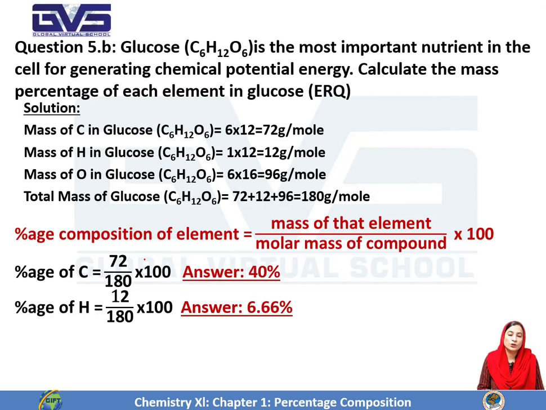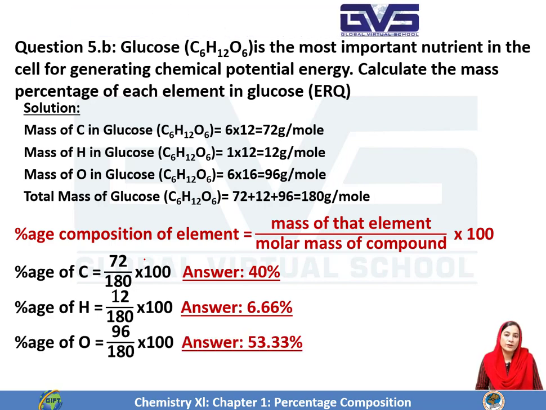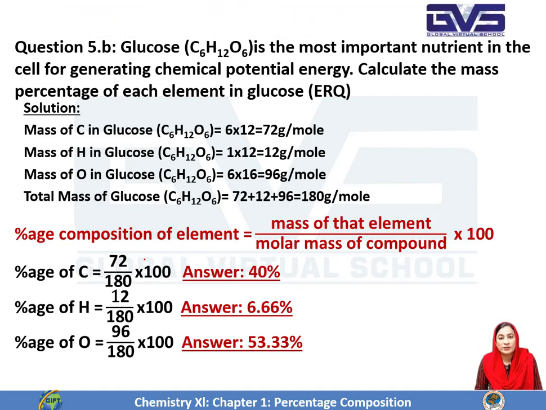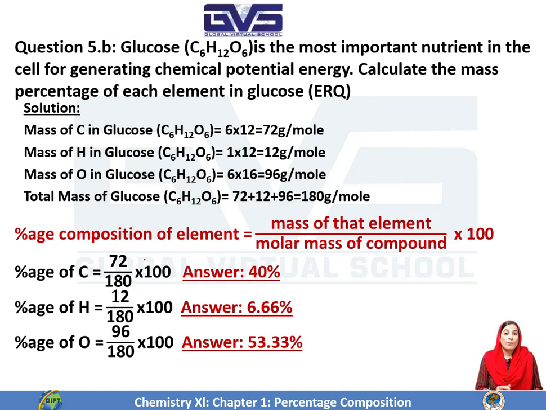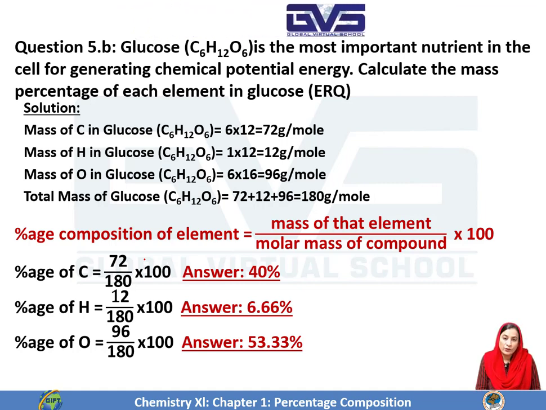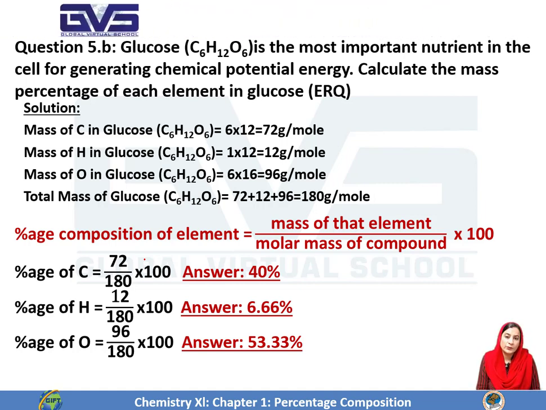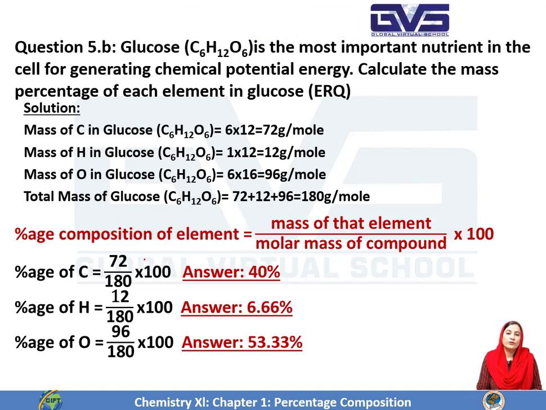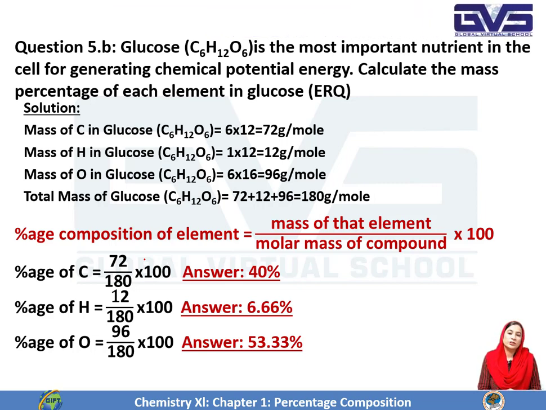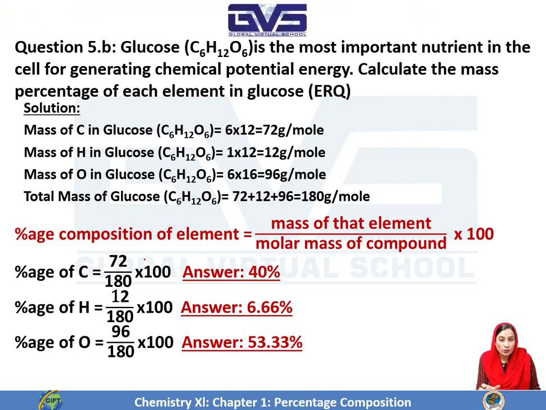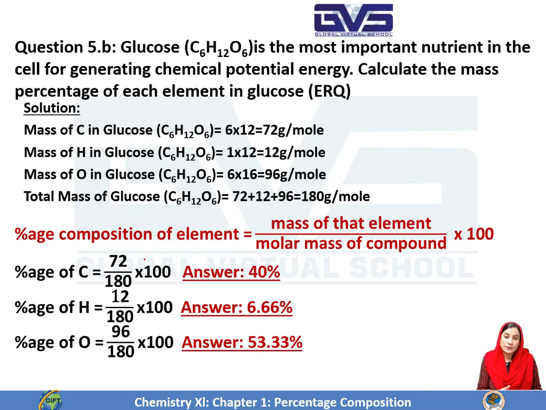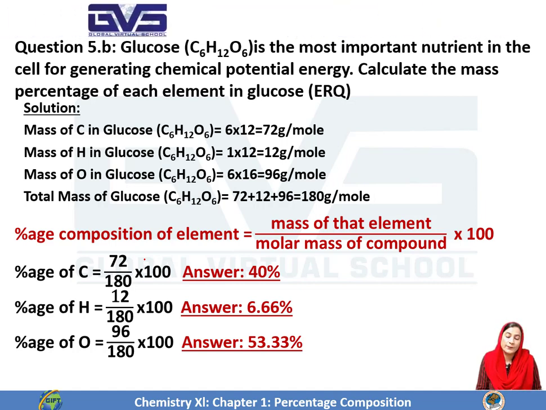Then come to the oxygen. So the mass of 6 oxygen is 96, divided by the total mass of the compound 180, multiplied by 100, and the answer is 53.33%. So by percentage composition, oxygen is the maximum in this, that is 53.3, and hydrogen is the least, that is 6.66, and carbon is 40%. So if you add all these percentages, 40, 6.66, 53.33, the total will be 100. So as a whole glucose is 100, out of this carbon is 40%, hydrogen is 6.66%, and oxygen is 53.33%.